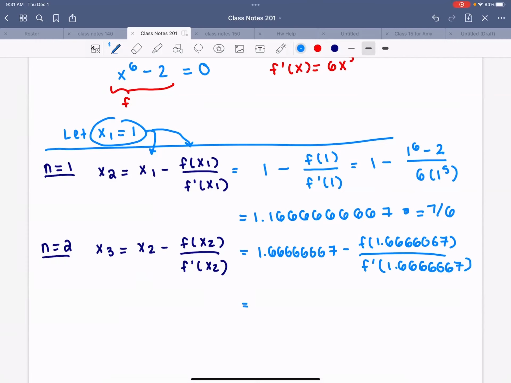Put 7 over 6 in my notes. Sure, go ahead and do that. I looked at the textbook, and it says that x3 is equal to 1.12644368. Okay, so it's a little bit different than what x2 had.